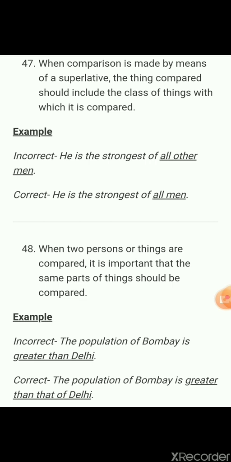Okay, means now we are doing comparison for two different things. The cities are different here, Bombay and Delhi. Even though we are talking about one term, that is population, we are talking about different cities. The population of Bombay is greater than Delhi. No, it will not come. We need to add that of Delhi. The population of Bombay is greater than that of Delhi.